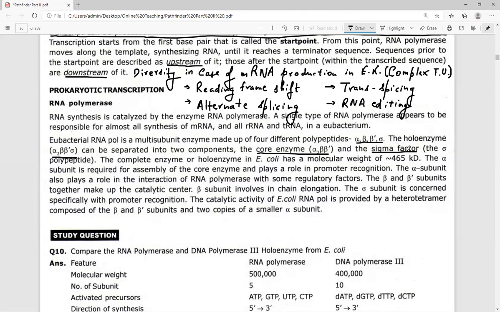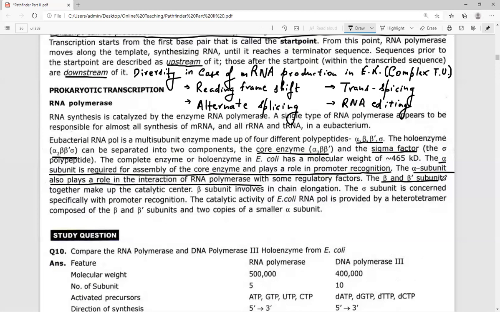The sigma factor is the one that is going to screen the DNA molecule in order to find the region where the transcription is going to be initiated. The sigma subunit is required for the assembly of the core enzyme and plays an important role in promoter recognition. The alpha subunit plays a role in interaction with the RNA polymerase.